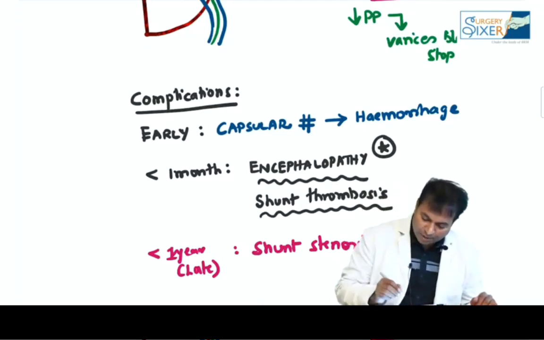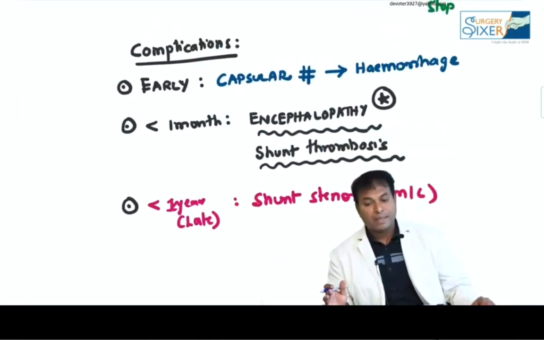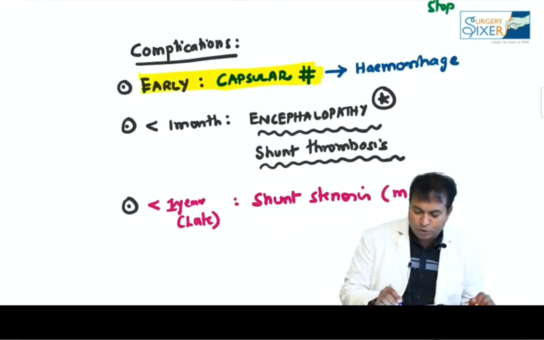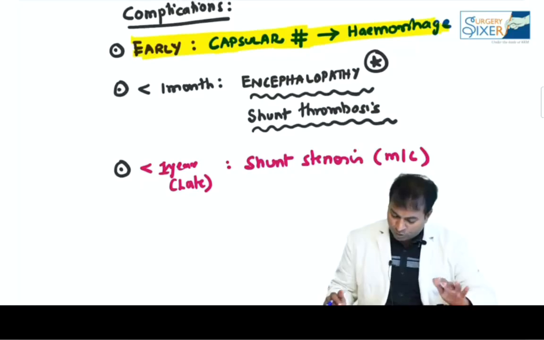So the early complication is capsular rupture. Within 1 month you see encephalopathy and shunt thrombosis, and within 1 year you get shunt stenosis. This question is a 100-times-asked MCQ: what is the early complication of TIPS? Capsular rupture and hemorrhage. The capsule will rupture and cause hemorrhage.